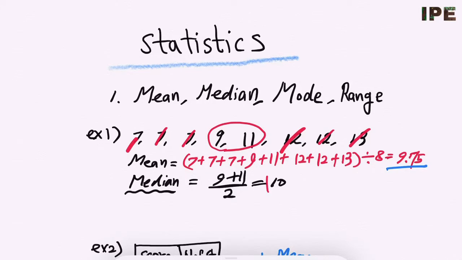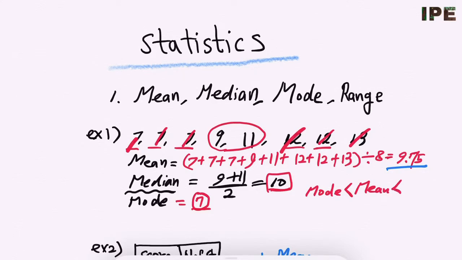So in this case, median is what? 10. Mode is the most frequent number. Okay, 7 is the mode, right? Because there are 3 sevens, 1, 2, 3 sevens, and there are 2 12s. But the most frequent number is 7 in this data. So mode is 7. So in this case, the median is biggest, and then the mode is smallest. Median is largest.